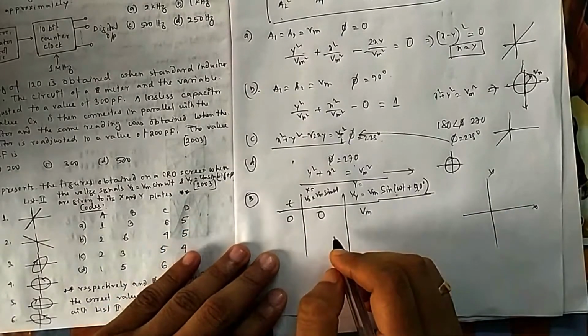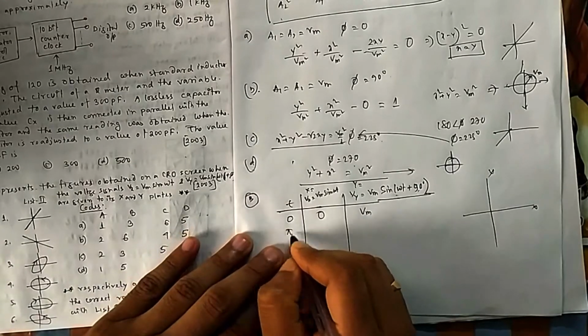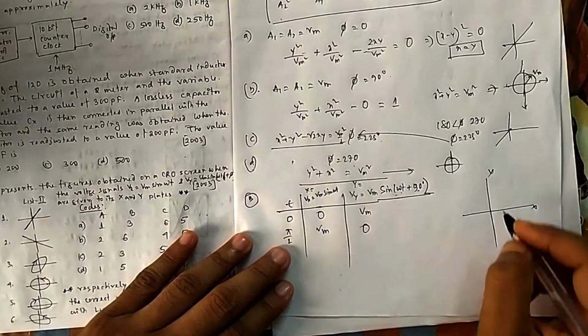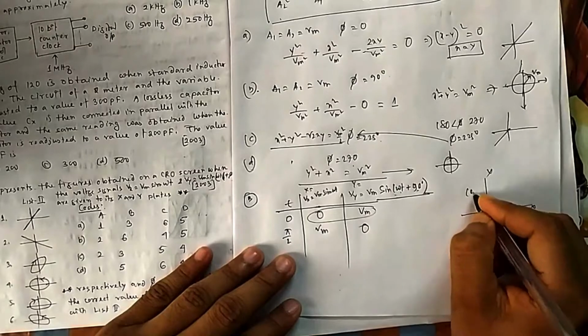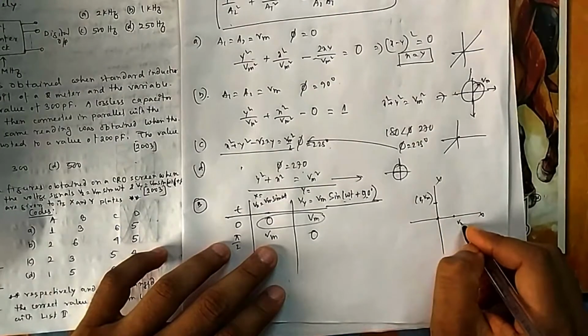You go for one more. So if it is 90, suppose pi by 2, then x is Vm. If it is 90, 90, 90, 180, then y is 0. So you can see the first coordinate is 0, Vm. This is the first coordinate, 0, Vm, normal coordinate geometry. And the second coordinate is Vm, 0.